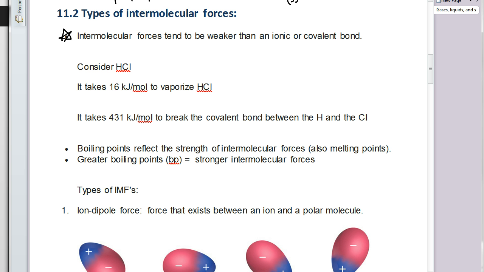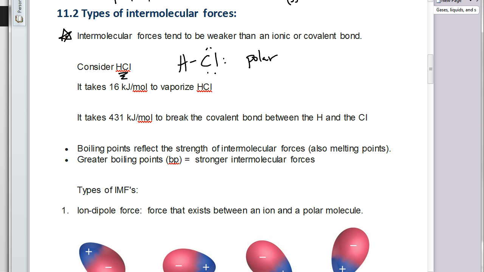Consider the molecule HCl. We know HCl is going to look like this if we draw the Lewis dot structure of it. We should also be able to recognize this as a polar molecule. Chlorine is much more electronegative than hydrogen, so we're going to have a dipole on this molecule.